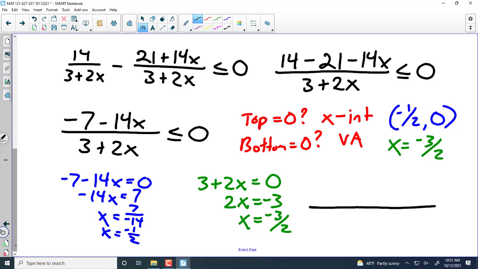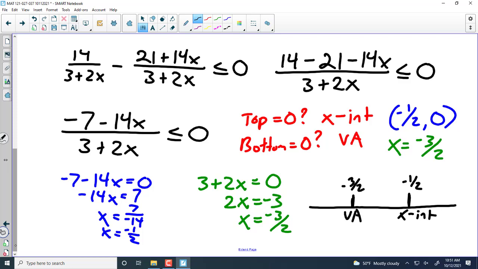Which of those fractions is smaller? Negative 3/2 or negative 1/2? Which one's smaller? Negative 3/2 is smaller. So there's negative 3/2, and there's negative 1/2. This right here is an x-intercept. This right here is a vertical asymptote.